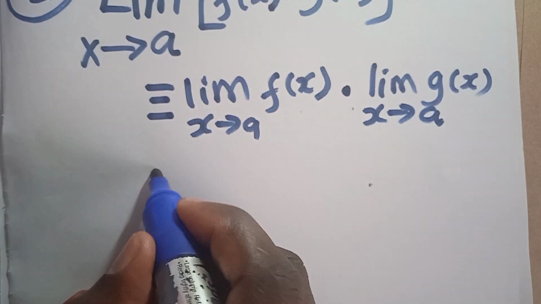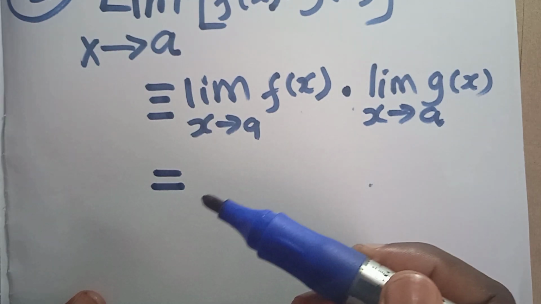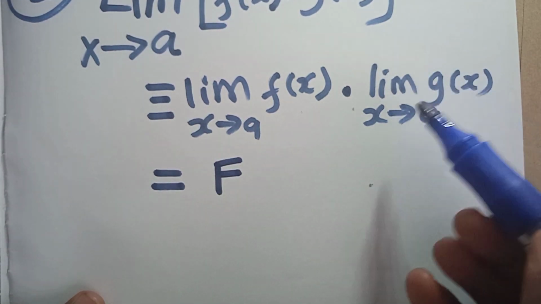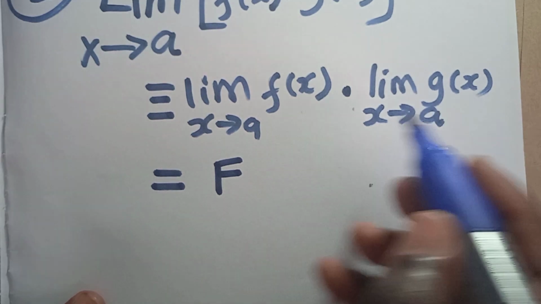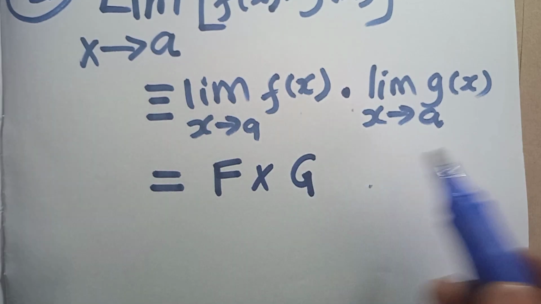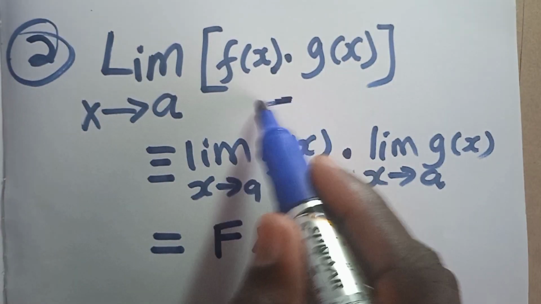From the previous work, the limit of f of x as x tends to a, we had said to be f. So then the limit of g of x as x tends to a is g. So just multiplying the two. If you have two functions, you just need to multiply, and then you'll be able to get the correct answer. So that is the one for multiplication.